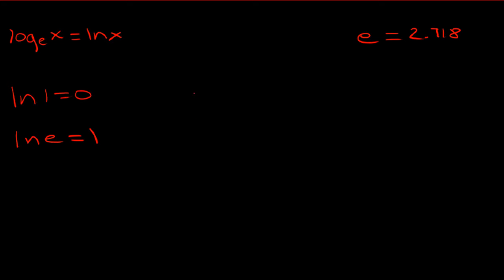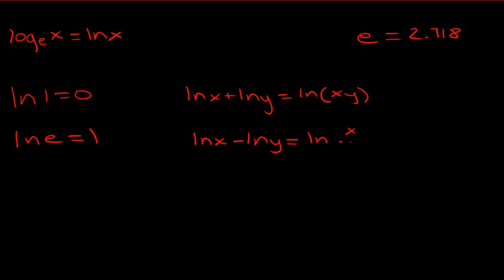So the product property says ln x plus ln y is equal to ln xy. The quotient property says ln x minus ln y is equal to ln x over y. And last but not least, the power property says ln x to the power y is equal to y times ln x.